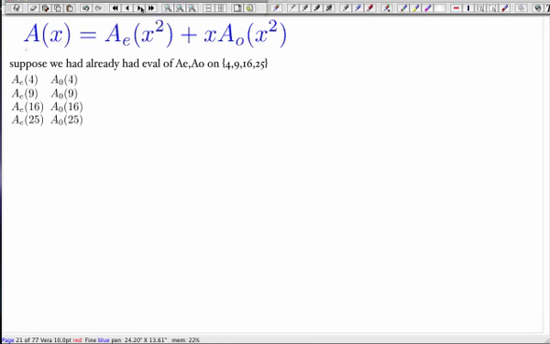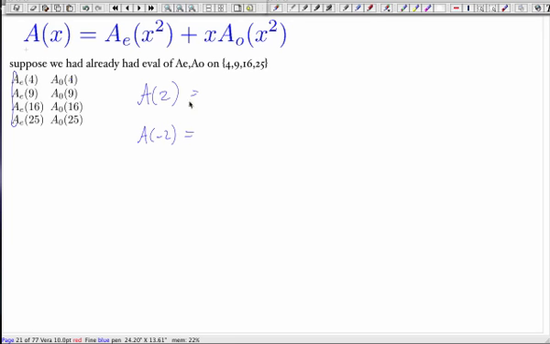Once you've understood this magical fact, the rest of the algorithm is going to fall out. So imagine recursively, I had already computed A even and A odd on the points 4, 9, 16, and 25. What I would like you to do with your neighbors, partners, etc., is compute A of 2 and A of negative 2, using only these numbers and the equations that are on the board.